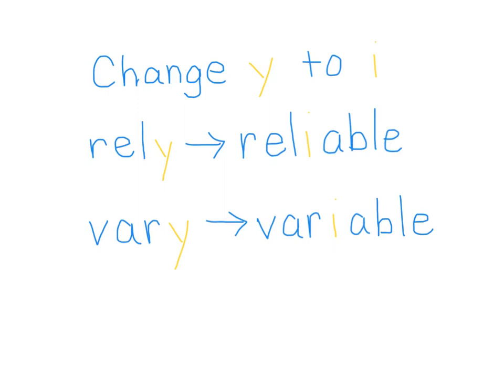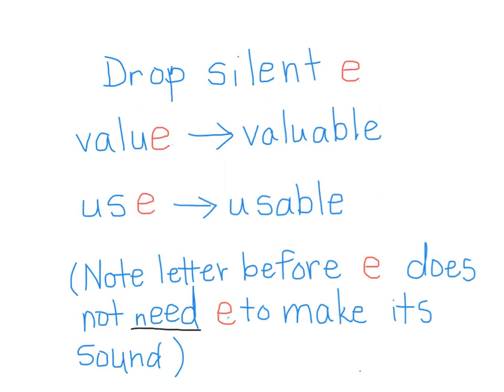In this spelling rule, we're going to change the Y to I. Rely becomes reliable. Vary becomes variable. In both cases, the Y is making a long vowel sound at the end of a word. But in the first case, it's making a long I sound. In the second case, it's making a long E sound. Regardless, that Y will always have a long vowel sound when you're going to change it to an I. It will not have an E in front of the Y. It'll have a consonant.